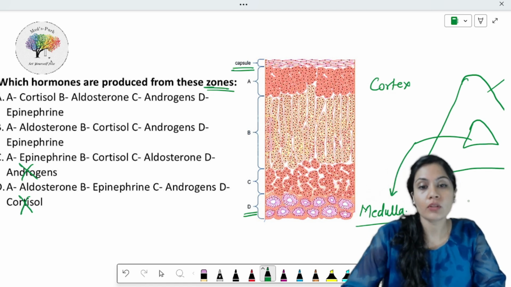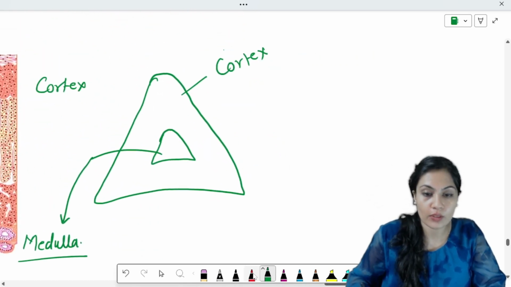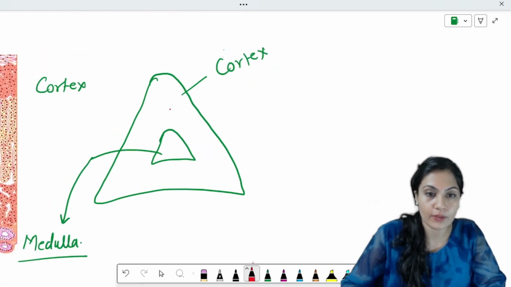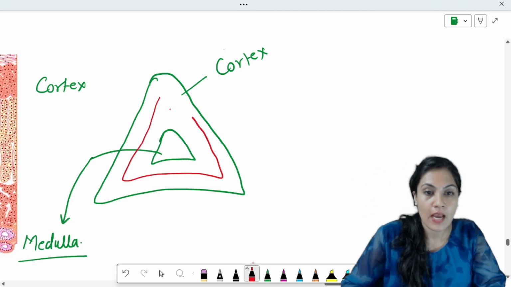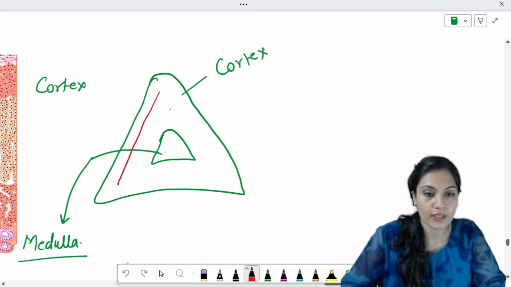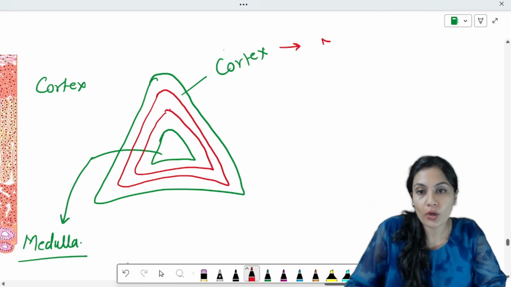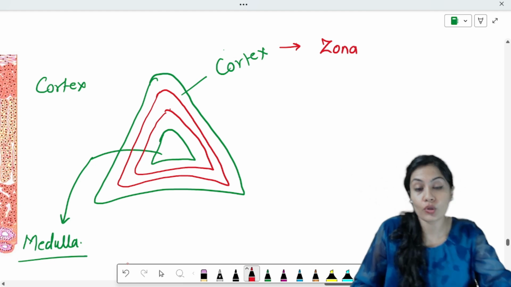Let's talk about the cortex and its different three parts. What are the three different parts and how are we going to remember? We are going to remember that via GFR. Now what is GFR? The outermost part. All these parts are called zona. So the cortex is going to have three parts, and each of them will be called zones or zona.